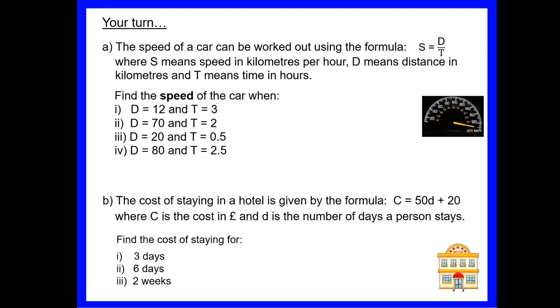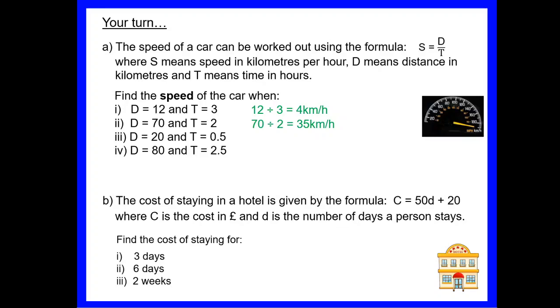Okay, let's have a look then. So our first one, speed is equal to distance divided by time. We're asked to find the speed. So we're going to swap the distance for 12 and the time for 3. So we're going to do 12 divided by 3, which equals 4 kilometers an hour. For the next one, D is 70, T is 2. So 70 divided by 2 is 35 kilometers per hour.